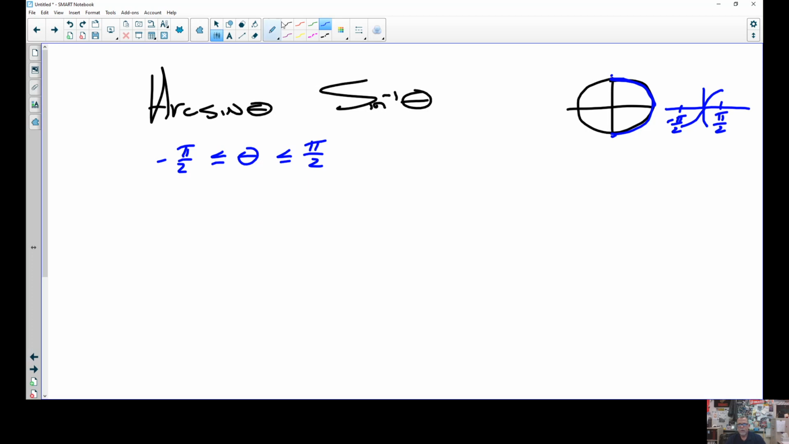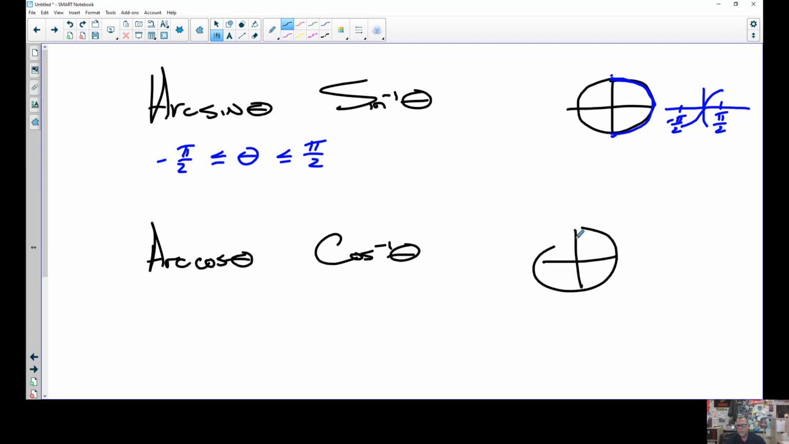So now let's go on and look at arc cosine theta or cosine inverse theta. Let's investigate in the same way. If we look at the unit circle, this one's a little bit nicer because now if I go from here and start, remember, it's all these values, the x values that relate to this as I go around. So these are all the positive x values.